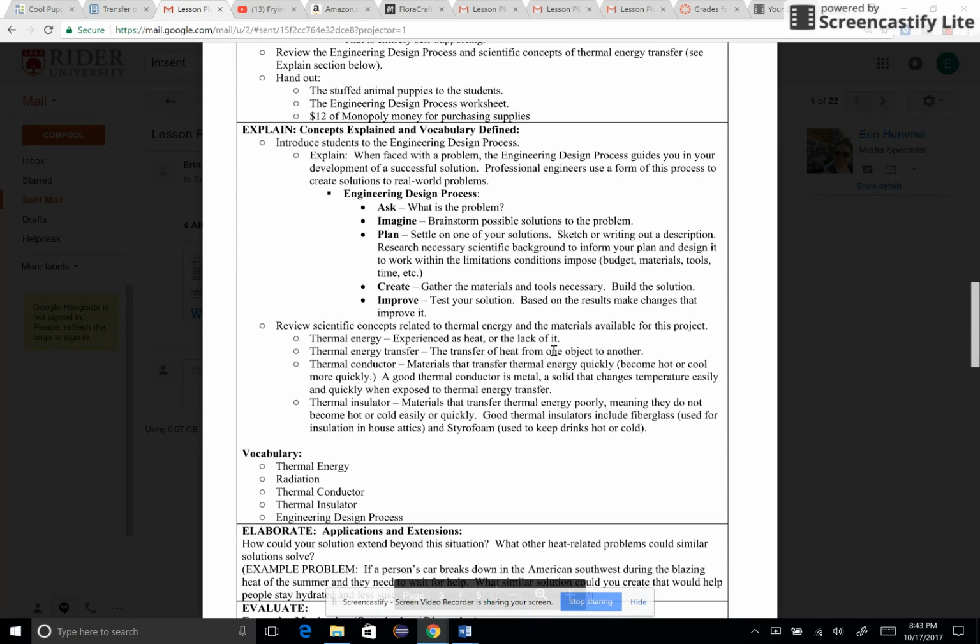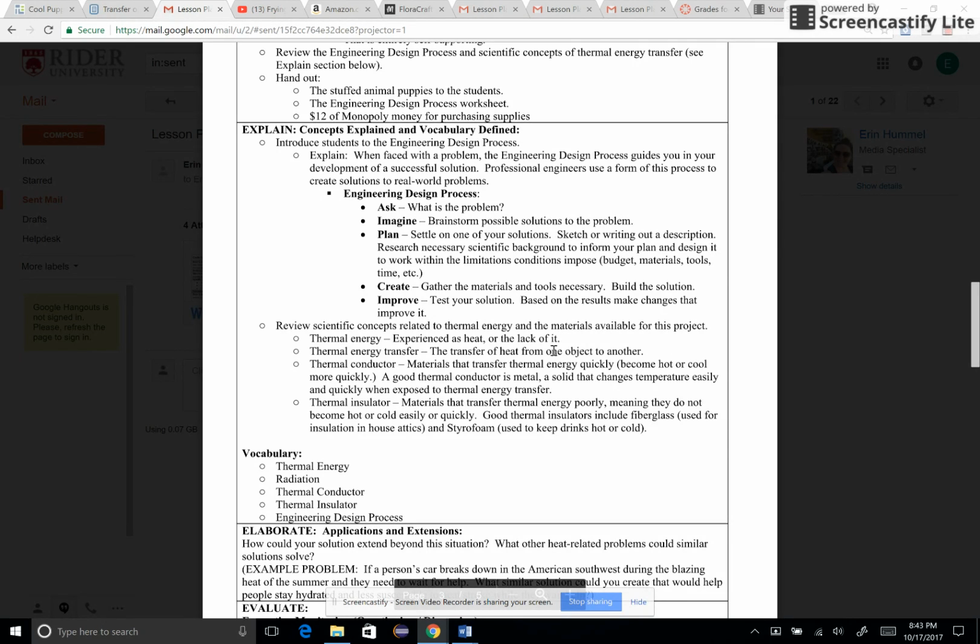So before the students actually start building and purchasing materials, we're going to review the engineering design process. I'm going to explain to the students that when they're faced with a real world problem, the engineering design process guides you in your development of a successful solution, and explain that professional engineers use a form of this process to create solutions to real world problems.